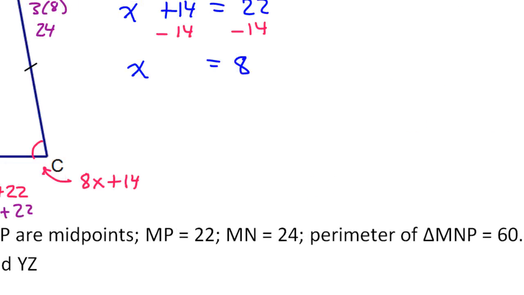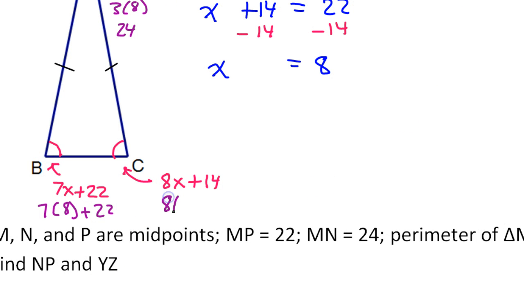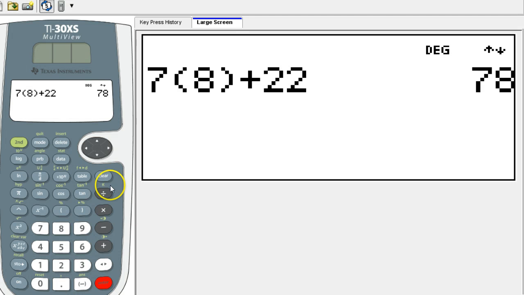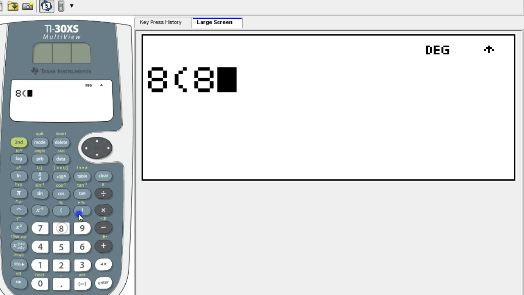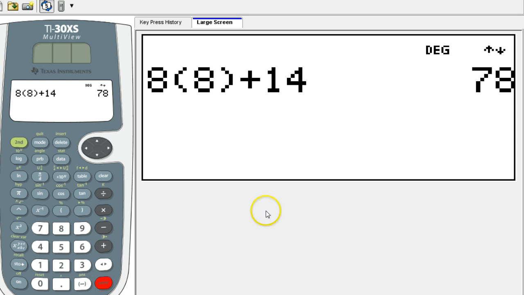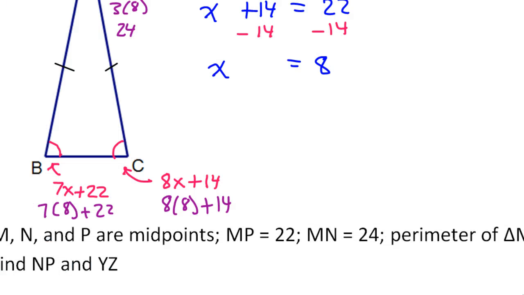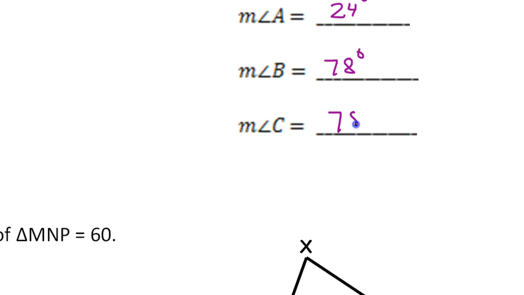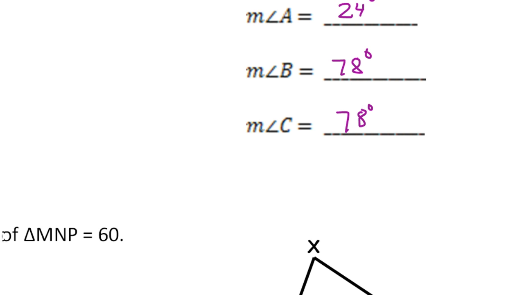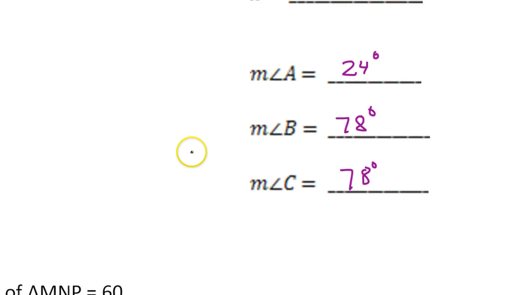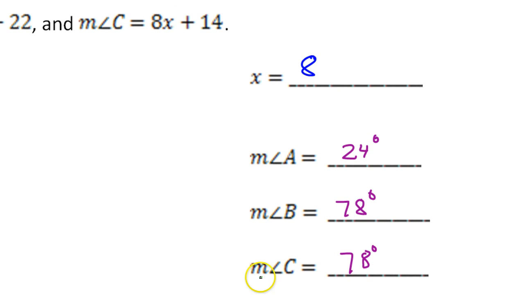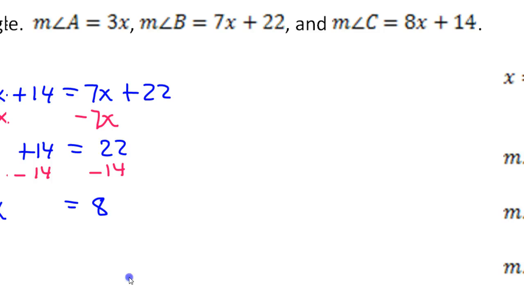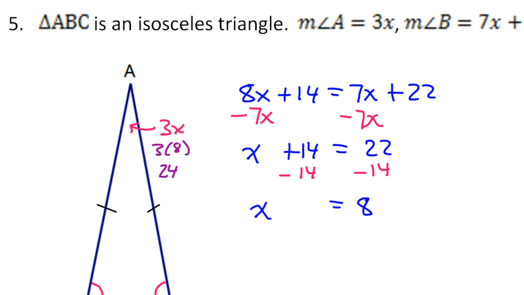And the measure of angle C becomes 8 times 8 plus 14. Well, we knew that that would also be 78 degrees because the base angles are congruent. But it's good to just double check and confirm that everything is working as it should. So these are the answers to problem number 5.